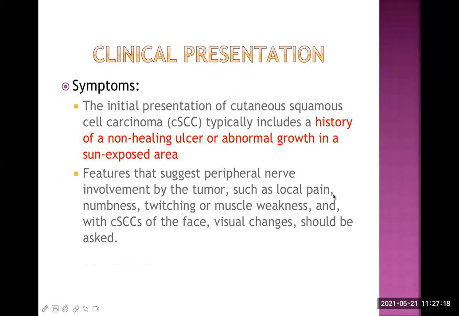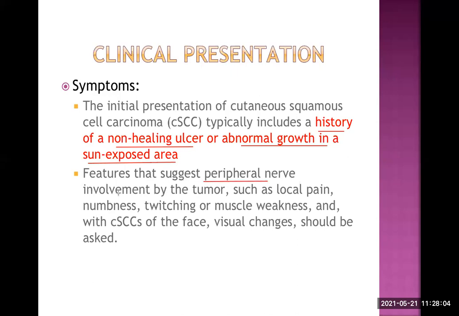Now, after knowing the etiology, let's talk about how the patient presents. What are the clinical presentations? What are the symptoms and signs? The common symptoms of squamous cell carcinoma of the skin are a history of a non-healing ulcer or abnormal growth in a sun-exposed area. So a bit similar to basal cell carcinoma. But this ulcer is much bigger than basal cell carcinoma, and it has a few important points, which we are going to talk about. Another important point is that it can metastasize to the nearby lymph node very commonly, whereas in basal cell carcinoma, that virtually never occurs.